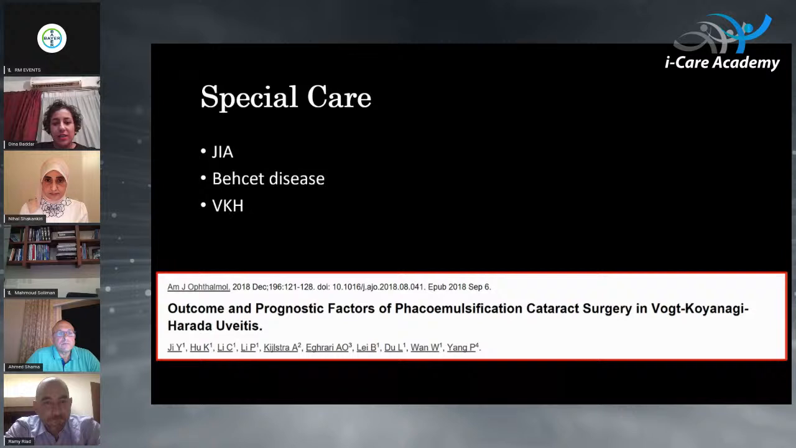Yeah. So, like what we were saying, the prognostic factors: phaco is not as good in difficult situations like JIA, Behçet's, and VKH. These are patients that you need to look at thoroughly before and really make sure that the inflammation is at bay for at least, like we said, 3 months before you go ahead and do the surgery.